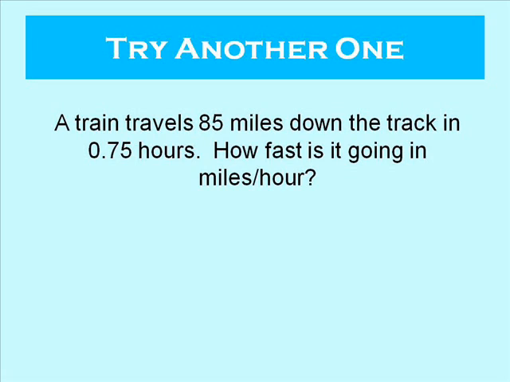Okay, let's try another one here to see if you get it. A train travels 85 miles down the track in 3/4 or 0.75 hours. How fast is it going in miles per hour? So pause the video, figure this out, and make sure your answer includes the units.